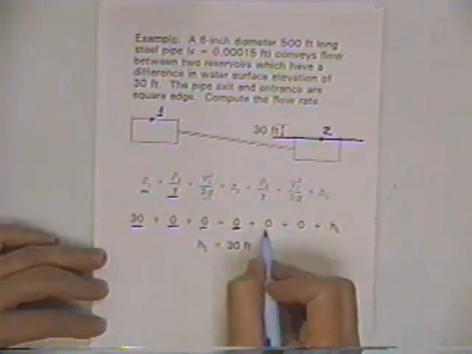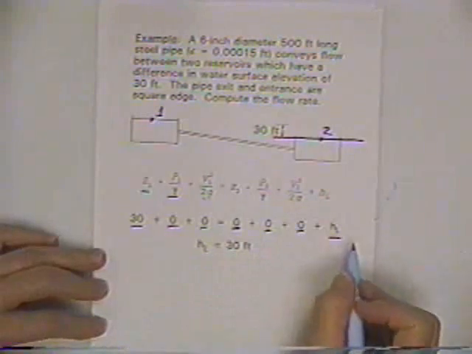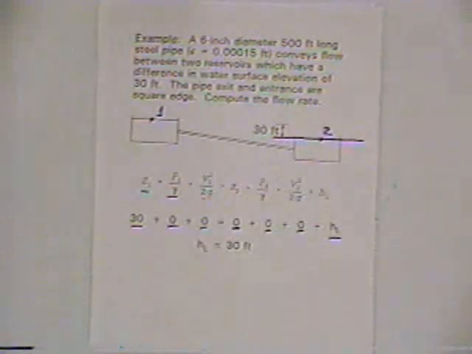And the pressure head is 0 too. That's atmospheric pressure again. There's no velocity head again. And so what have we just figured out? That the head loss is the difference in water surface elevation between those two storage reservoirs. And that will always be the case.